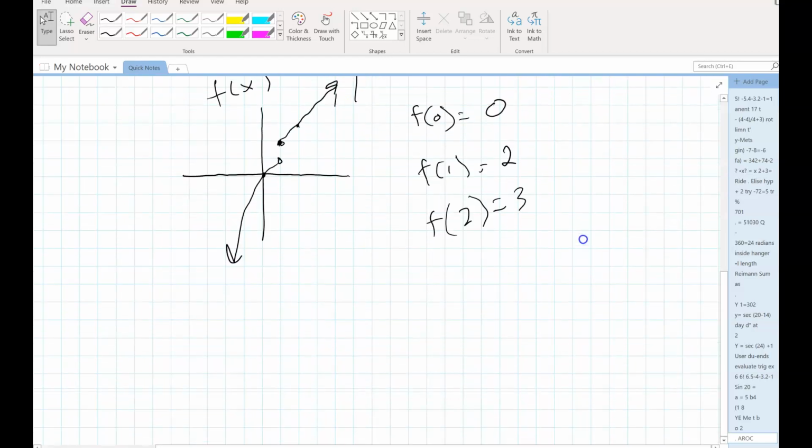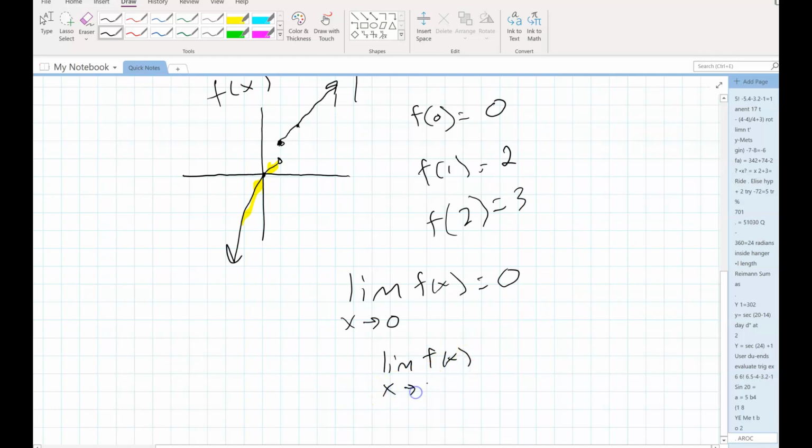Now let's ask a different question, the limit question. What's the limit as x approaches, say, 0 of f of x? Well, again, I'm coming at 0 from both directions. I'm coming down this way and coming up this way. And once again, it looks to me like as x approaches 0, the functional value is also approaching 0.